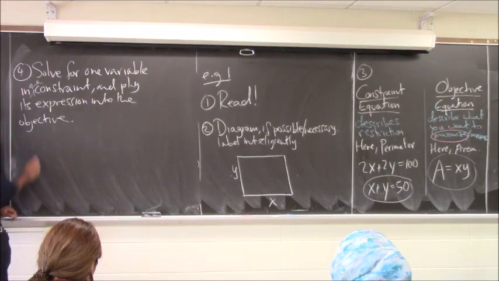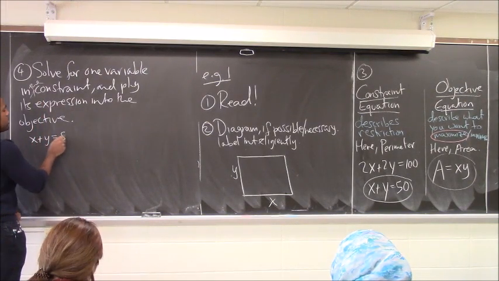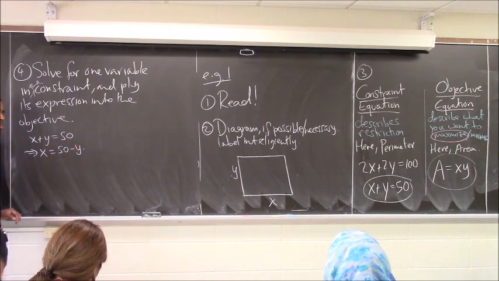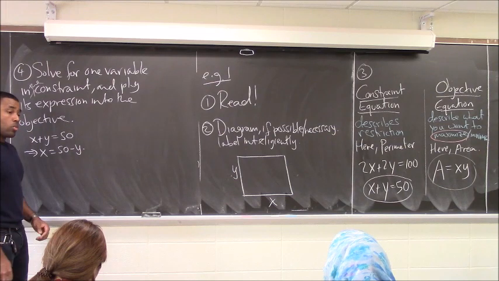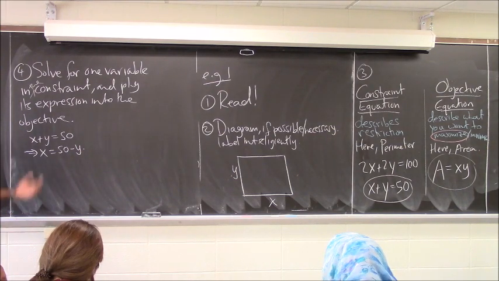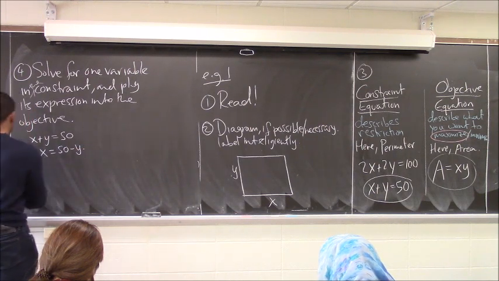So what I'm going to do is, starting with x plus y equals 50, I can actually solve for one of these guys. In general, it doesn't really matter. There are cases where it might be easier to solve for one than the other, but in general, it doesn't really matter who you solve for. Pick a guy, solve for that guy, and then replace that guy in the objective.